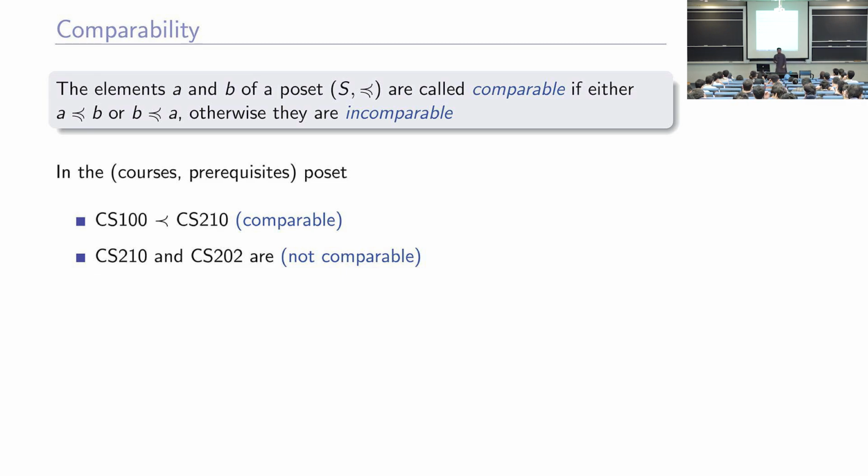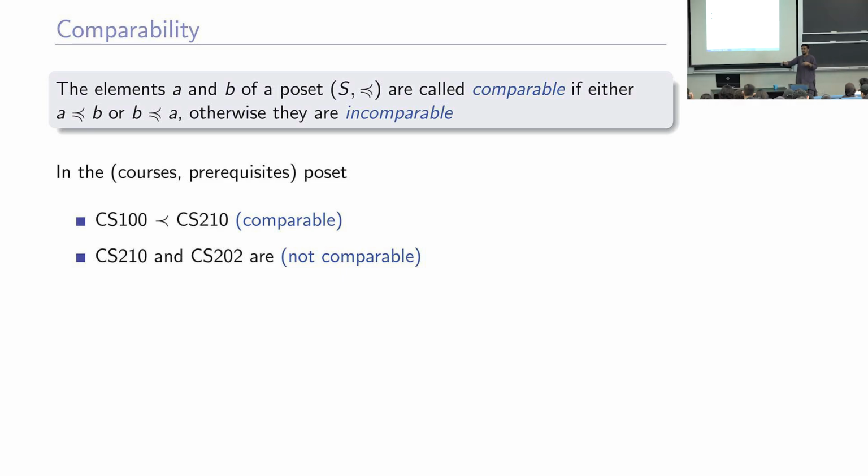Remember I gave you a poset where some relations were given: CS100 must be taken before all others, and some can be taken in parallel. In that relation, CS100 precedes CS210, right? So these two are comparable. We can compare them. So they are related. There is some order between them.